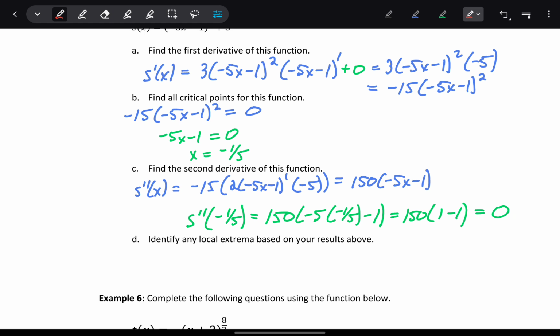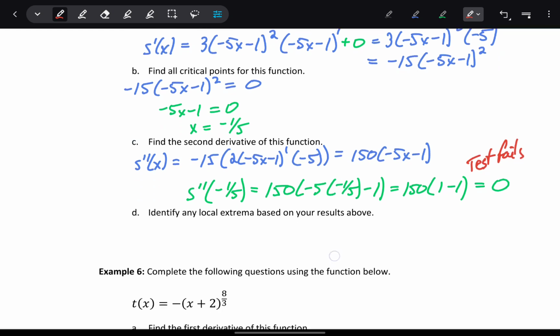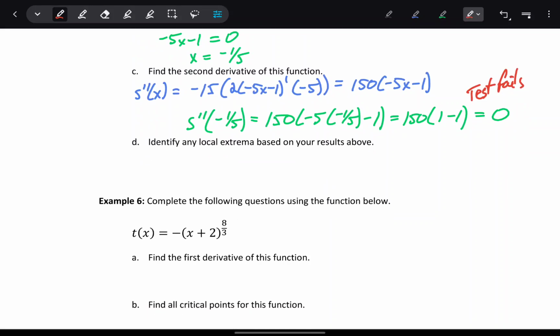Anytime the second derivative evaluated at one of those critical values gives us 0, we have an inflection point, so that's where concavity changes, and this test fails. That doesn't mean the problem is done, it just means that we can't use the second derivative to classify our points. What we have to do is go back to a sign chart for the first derivative function, plot our critical value, which is where our derivative function is equal to 0, and then choose test points on either side of that value. In this case, we'll choose negative 1 and 0.